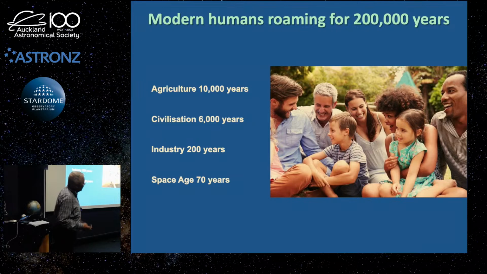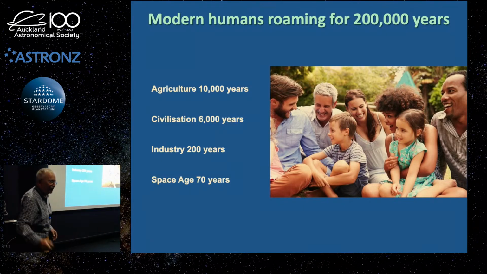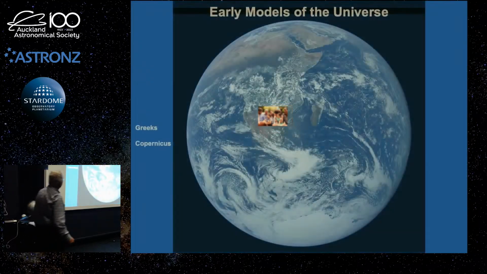With civilization, about the last 6,000 years, we've learned to organise ourselves in large groups and governance and so on. We've been in an industrial revolution about 200 years ago. And we've been in the space age for about the last 70 years. So you can see how things have been accelerating pretty quickly since we've been around.